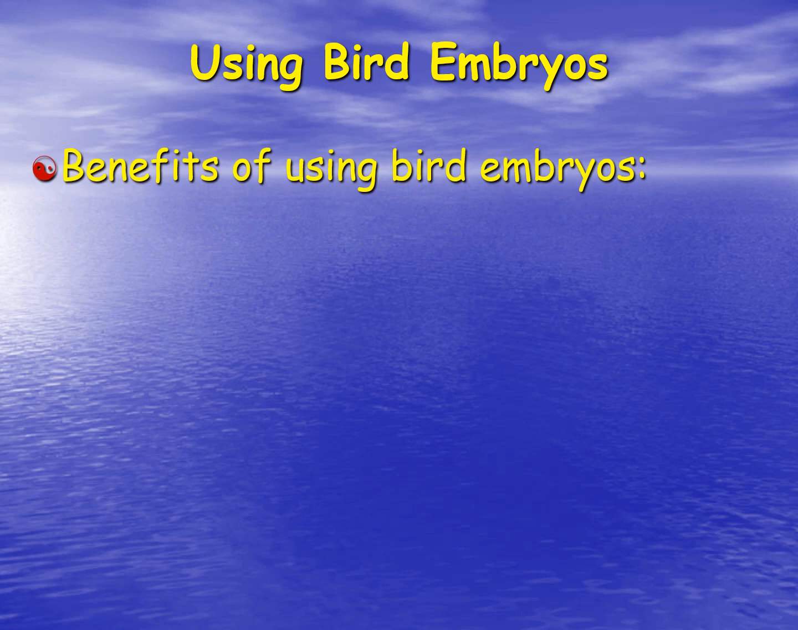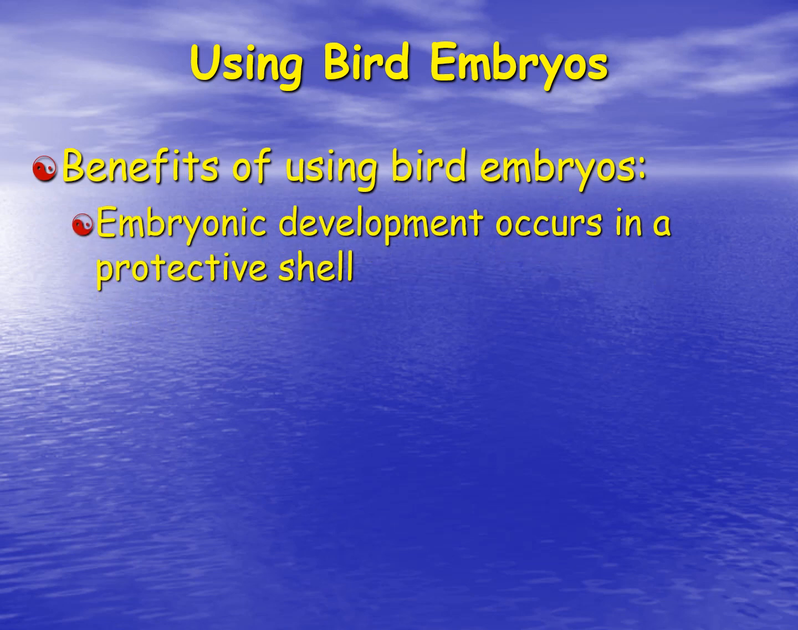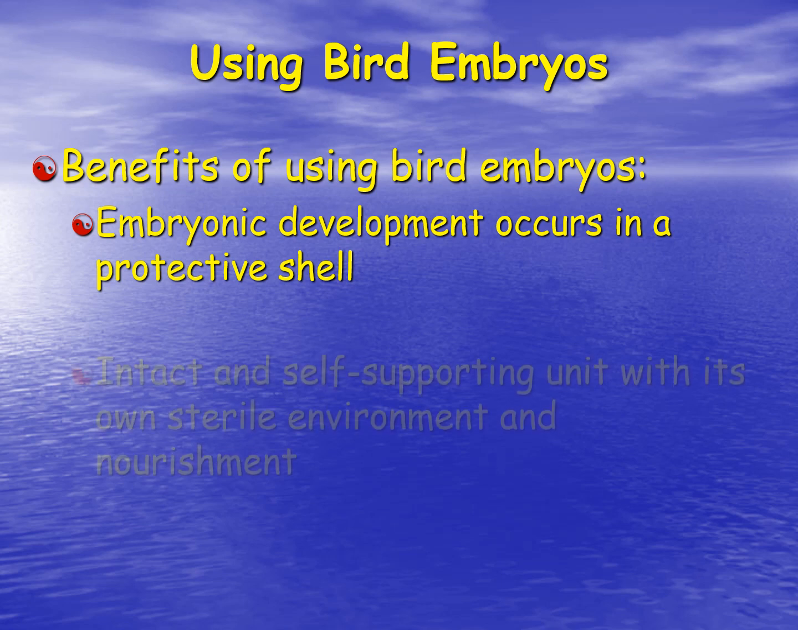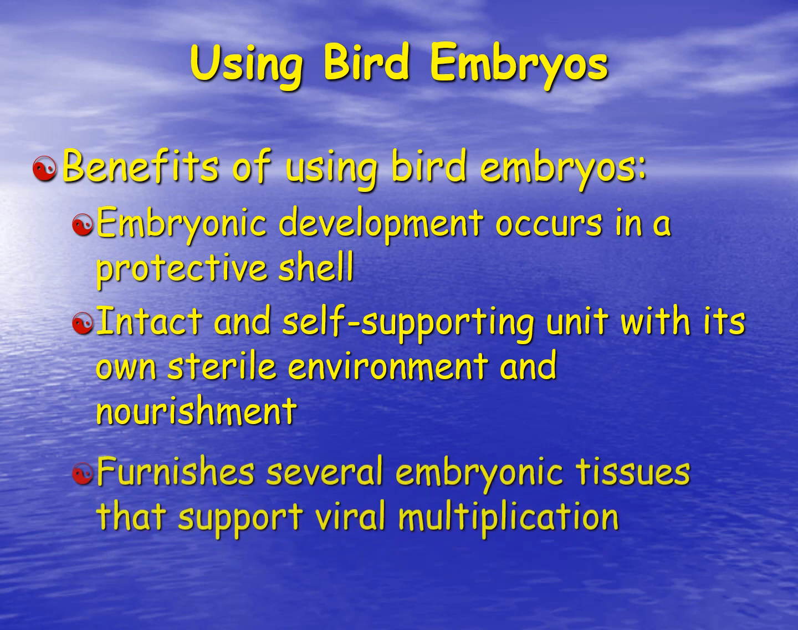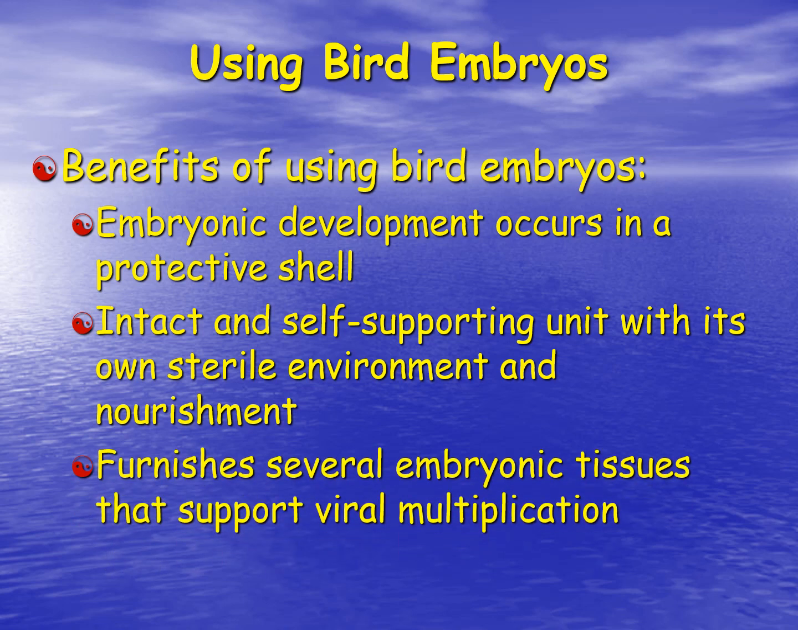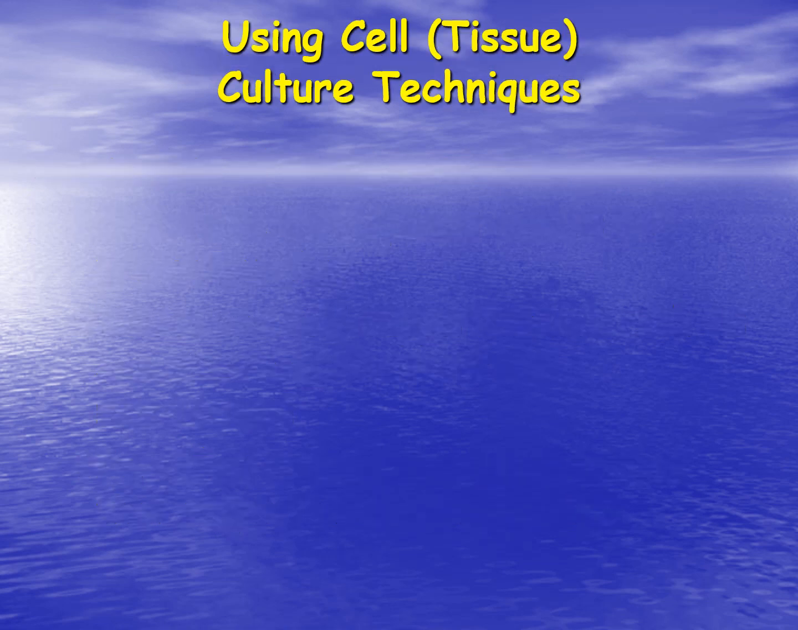Now, using chick embryos, first of all, the embryonic development occurs in a protective shell, and that's a big advantage so that we don't get any contamination. The bird embryo is an intact and self-supporting unit with its own sterile environment and nourishment, and it can furnish several embryonic tissues that support viral multiplication.